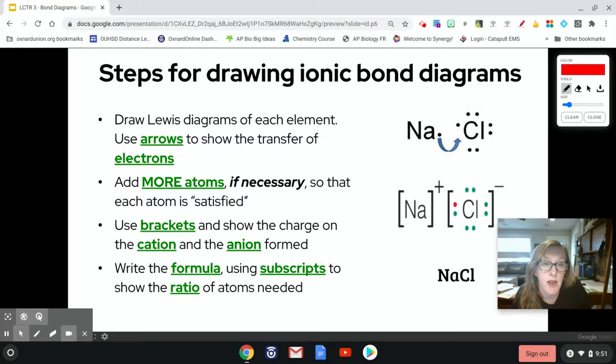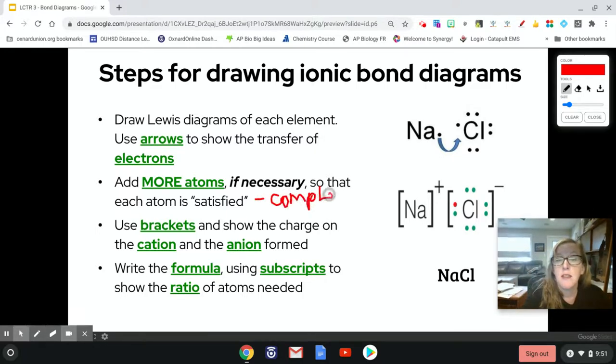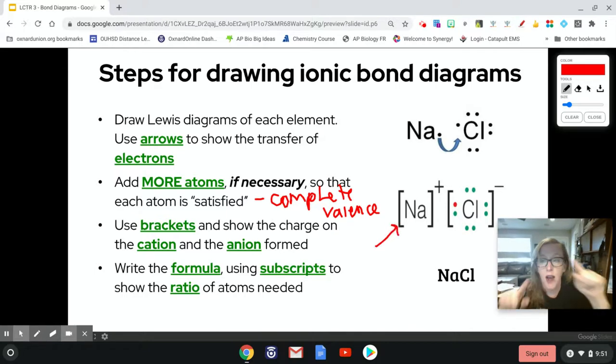What do we mean by satisfied? We mean having a complete valence shell, or in other words, an electron configuration that is similar to a noble gas. Then the next step is we show these brackets in the diagram that indicates that we're done with modeling what happened with the electrons. And then you add these charges to show what the ion charge would be.